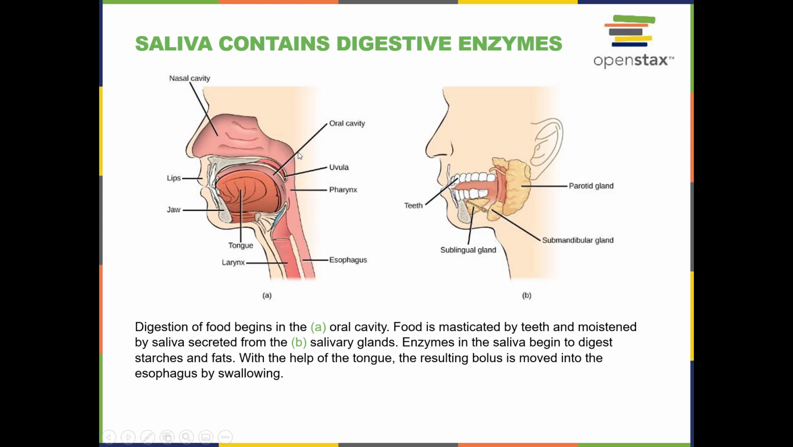Now the pharynx extends up here. This part is called the nasopharynx. The part that's behind the mouth is called the oropharynx. And the part that goes down deeper is called the laryngopharynx. So you have sort of 3 parts of the pharynx.